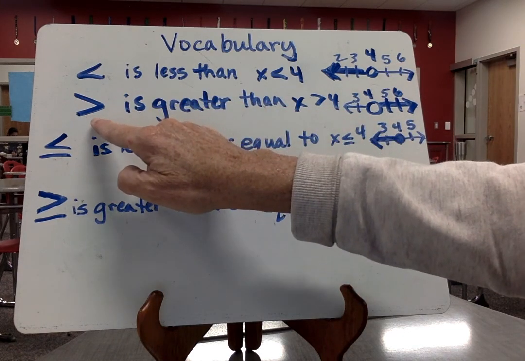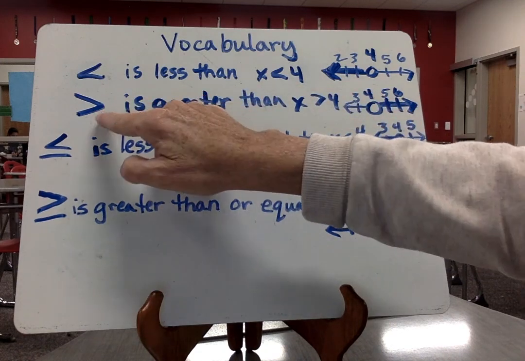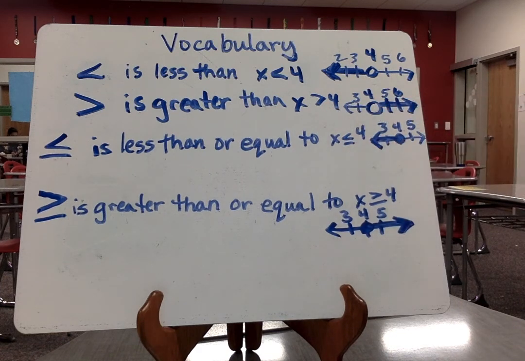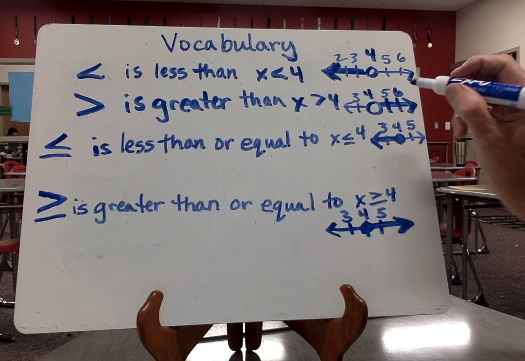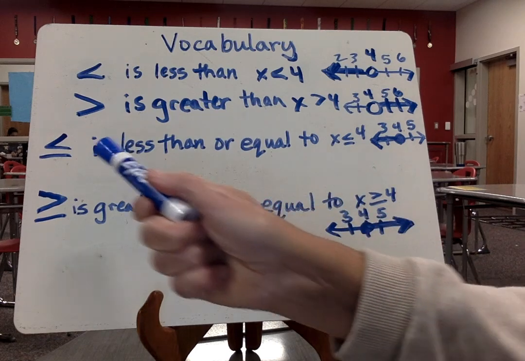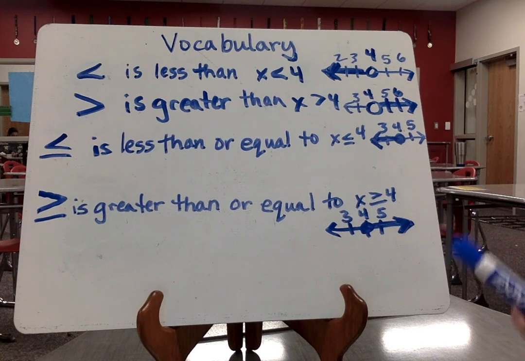This one is greater than, that's the sign. X is greater than 4, it's an open dot at 4, and it's colored to the right because it's greater than. Again, it's an open circle and does not include 4. This next one is less than or equal to. X is less than or equal to 4. It does include the 4 this time.